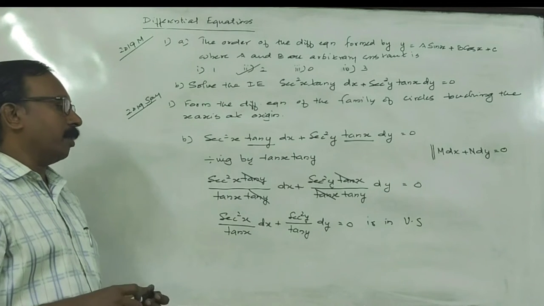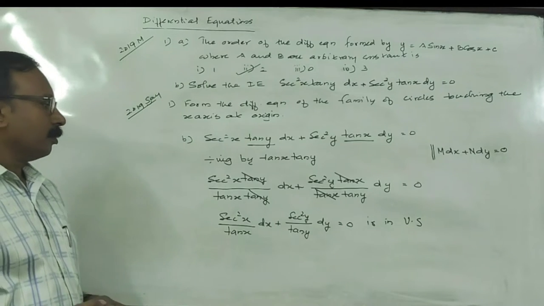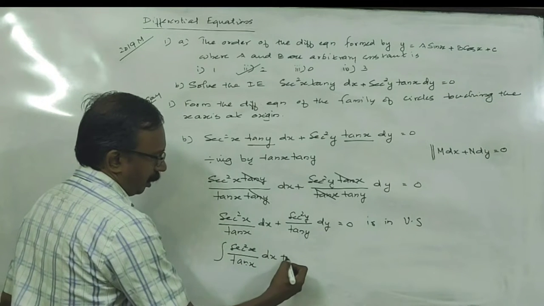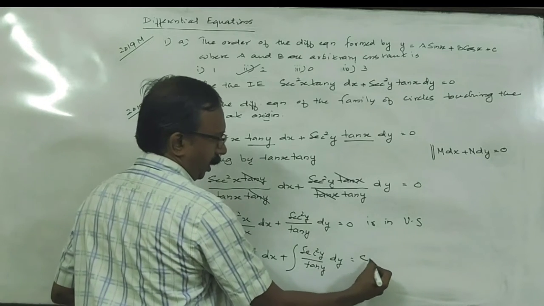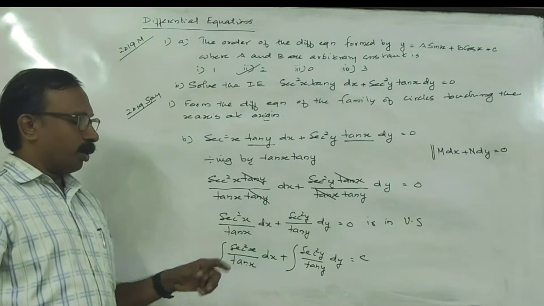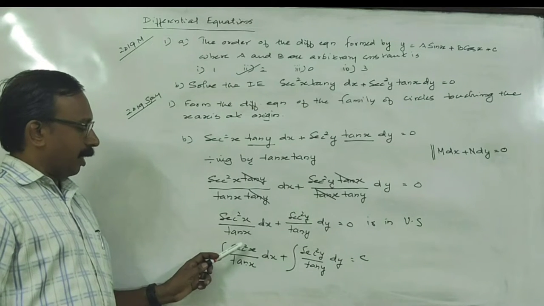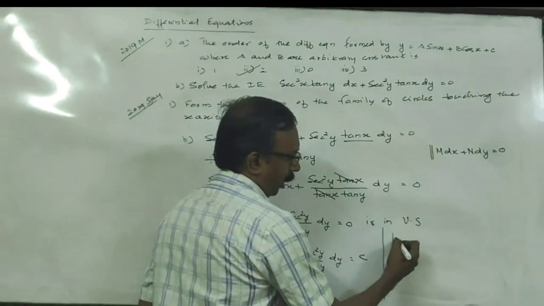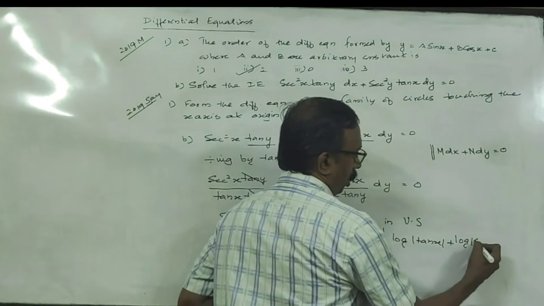If a differential equation is in variable separable, then we can find its solution by integrating the given equation. Therefore, integrating, we have integral of sec square x by tan x into dx plus integral of sec square y by tan y into dy is equal to integral of 0, which is a constant. The derivative of a constant is 0, so integral of 0 is a constant. Now, the numerator is the differential coefficient of denominator, so integral of the function is logarithm of the denominator. Here, sec square x is the derivative of tan x, so integral of the function is log tan x, log modulus of tan x. Similarly, here log modulus of tan y.